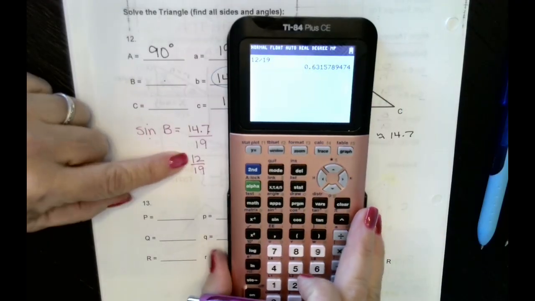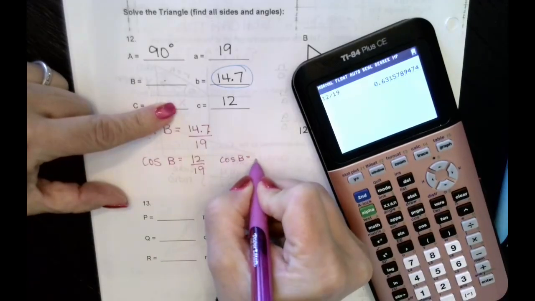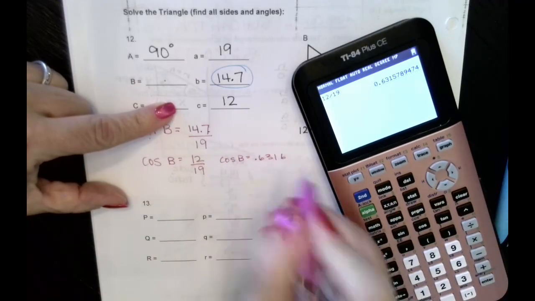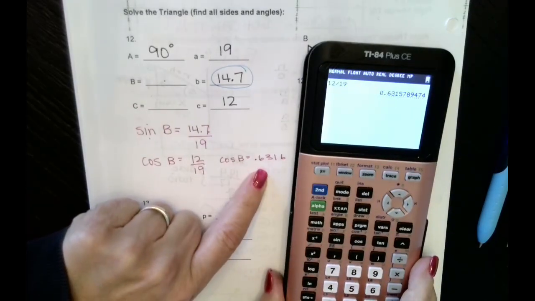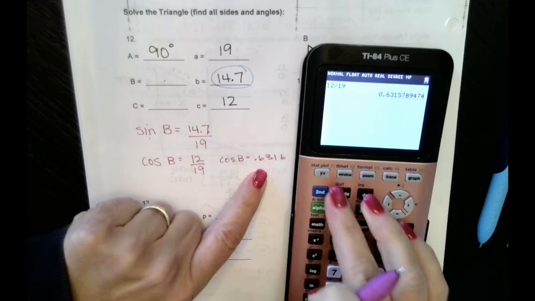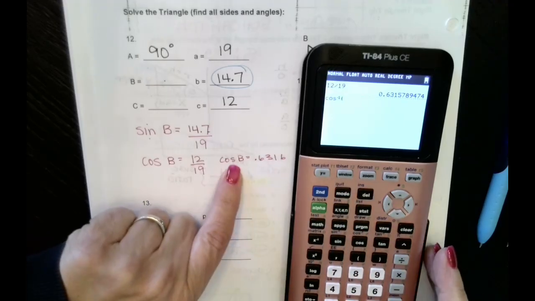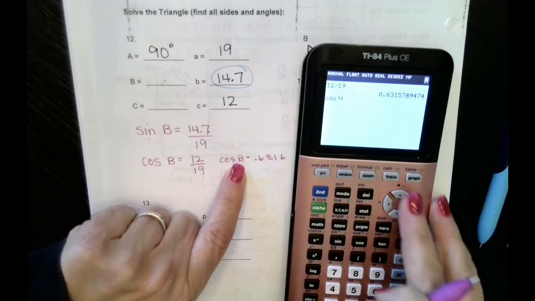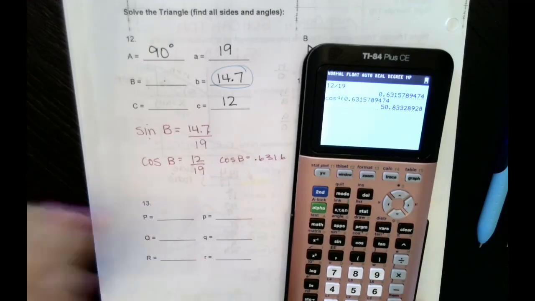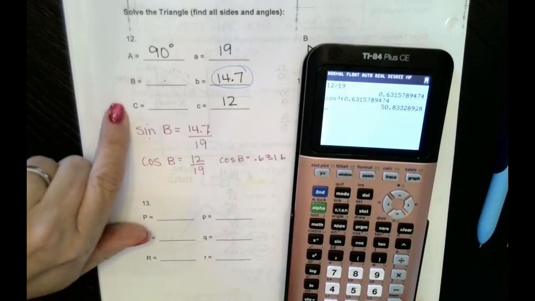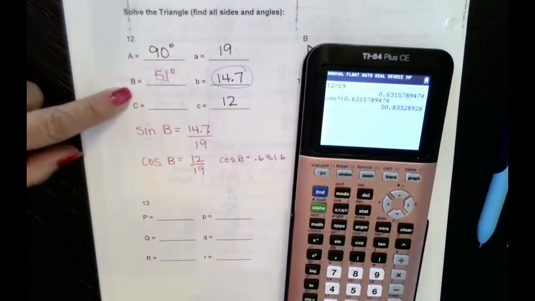That is the value of this. So if I rewrite this, I can say cosine B equals 0.6316. And we learned how to calculate what the angle is when you have the side ratio. So remember, that's inverse cosine. So inverse cosine is going to give me B, and instead of typing it in, I'm just going to go up and capture it. And when I do that, I get an angle of 50.8. I'm going to round that angle, and it's going to be 51 degrees.